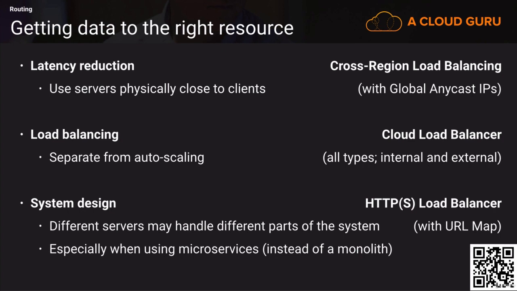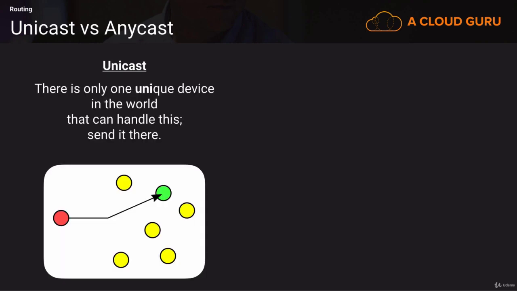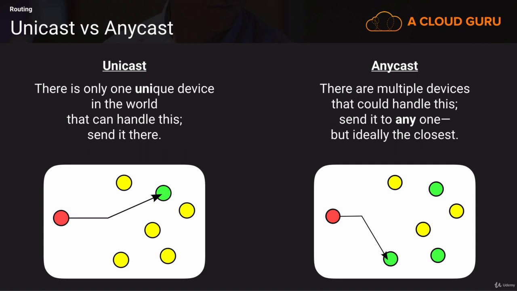Now, I've used these terms a couple of times already, but it's valuable for you to have a better understanding of what unicast and anycast are. These are routing schemes, and they describe how data can get from one place to another. Unicast says there is only one unique device in the world that can handle this, so send it there. Whereas Anycast says there are multiple devices that could handle this, send it to any one of them, but ideally the closest one. Almost all IP addresses that you've seen before will have been unicast, so it's quite special that Google offers Anycast IP addresses that we can use.